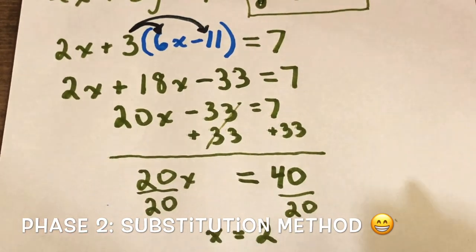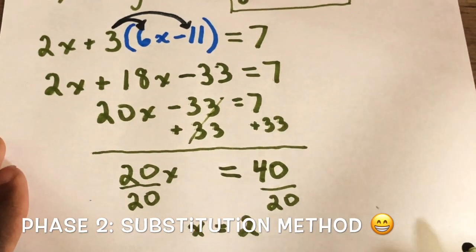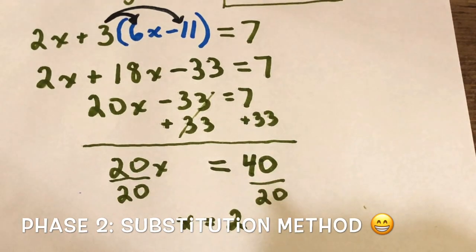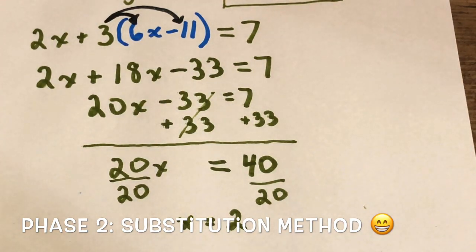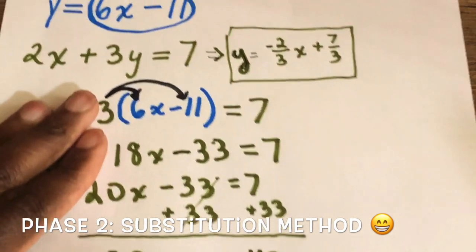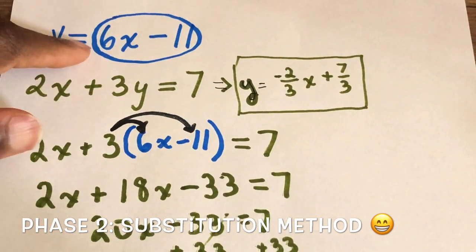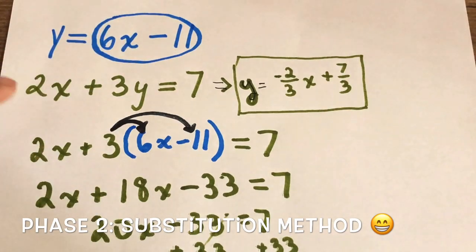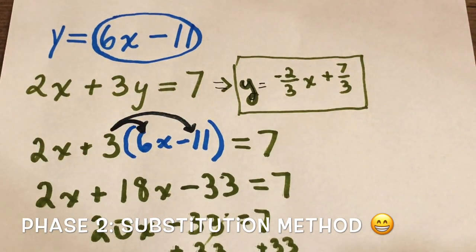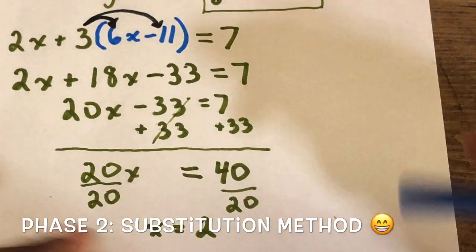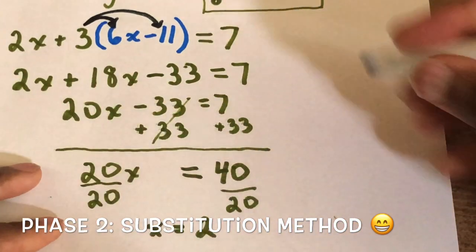All right, so the last thing we want to do now is we found our x value. If you find one of the values, you have to find the other one. To find the other one, you can take either of the two equations that you started with, meaning you could take y is equal to 6x minus 11, or you could take 2x plus 3y is equal to 7. For me, I'm going to take this one up over here. So let me just take that equation, and I'm going to put it right here.